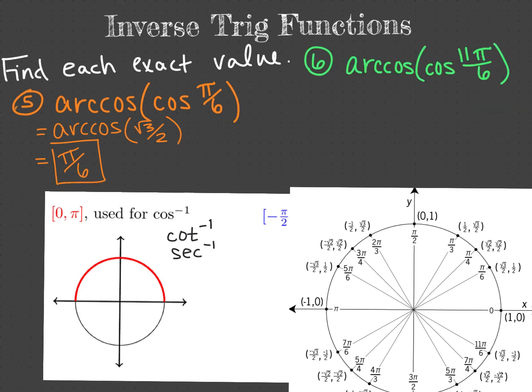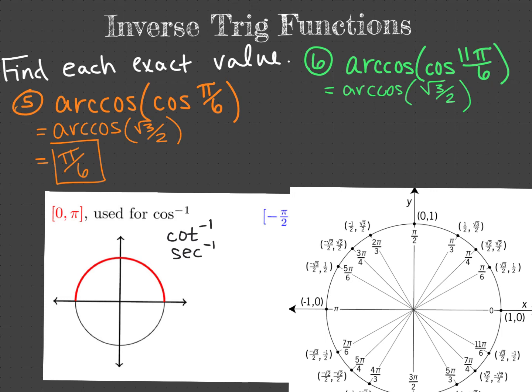We are asked to find the arc cosine of the cosine of 11 pi over 6. All right, let's start by finding the cosine of 11 pi over 6. 11 pi over 6 is down here, so the cosine is positive root 3 over 2. So we can rewrite this as the arc cosine of positive root 3 over 2. Okay, well, what is the arc cosine of positive root 3 over 2? Are we going to get back to 11 pi over 6?